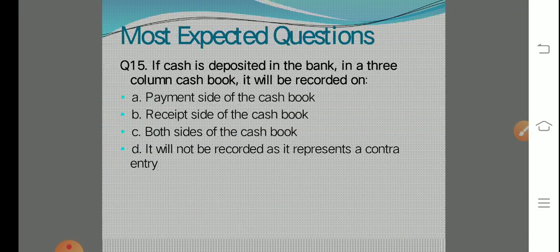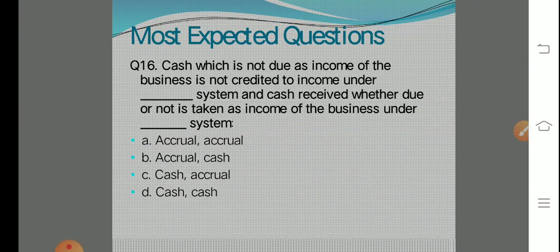Question number 15. If cash is deposited in the bank in a 3-column cash book, it will be recorded on the payment side of the cash book, receipt side of the cash book, both sides of the cash book, or it will not be recorded as it represents a contra entry. So let's see what the correct answer is. The correct answer is C, both sides of the cash book. Let's move to question number 16.